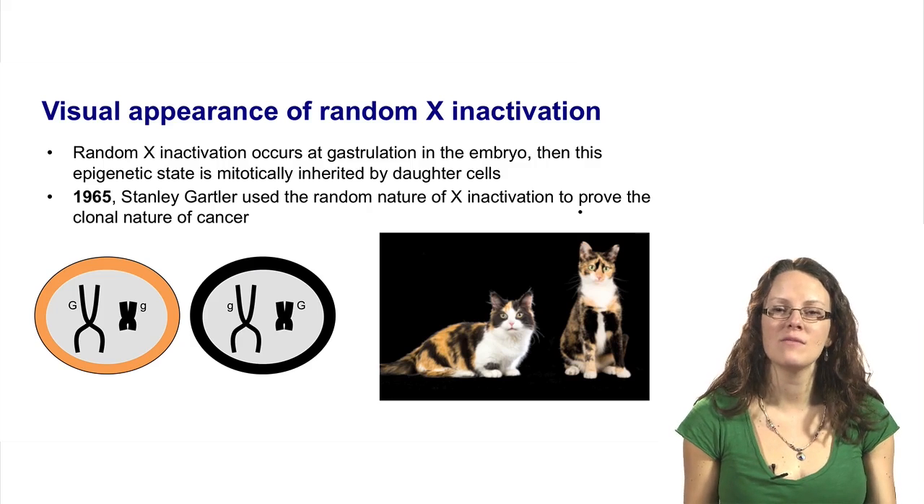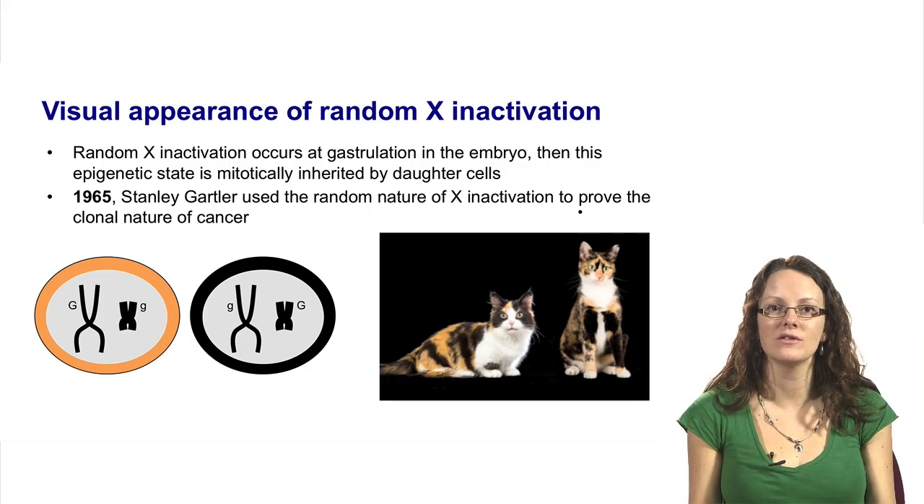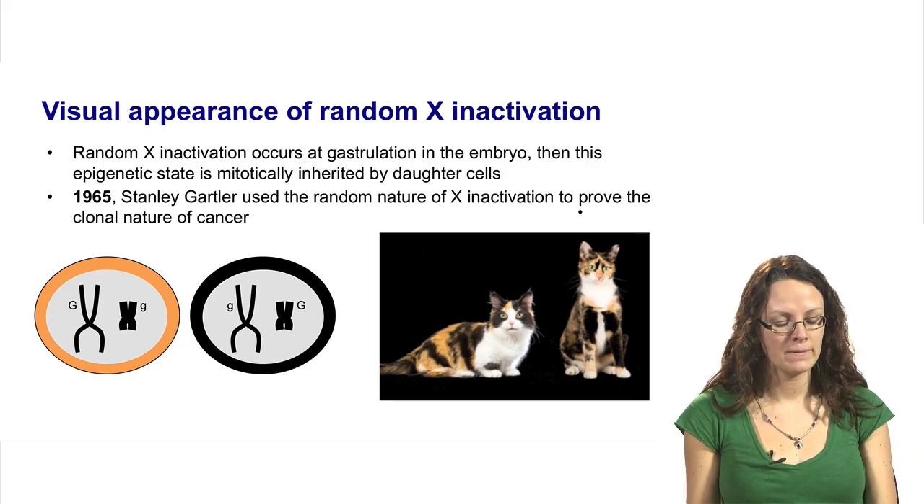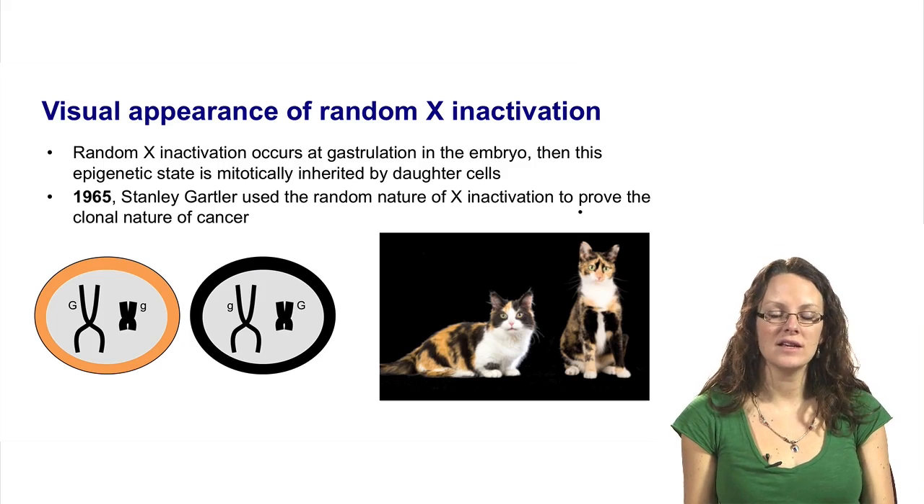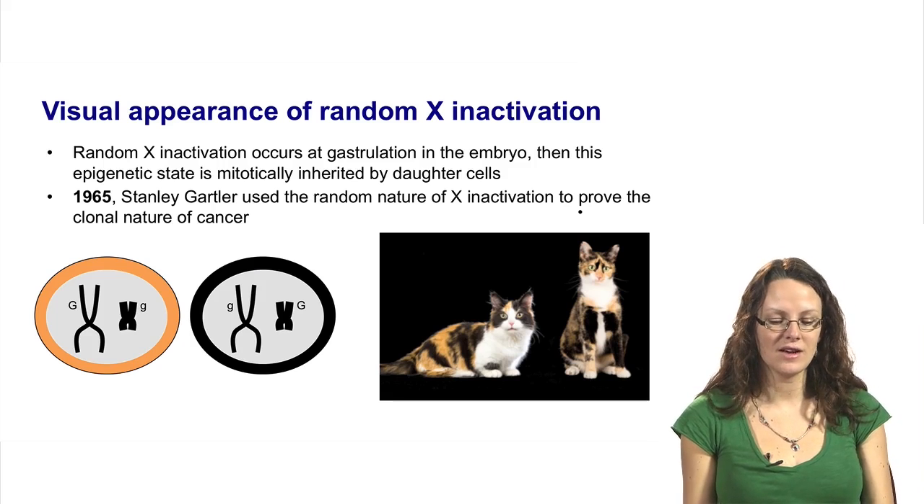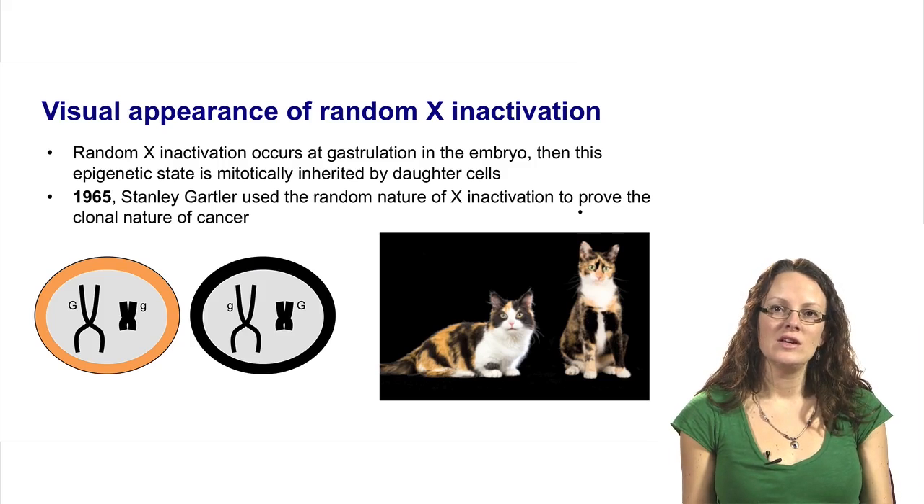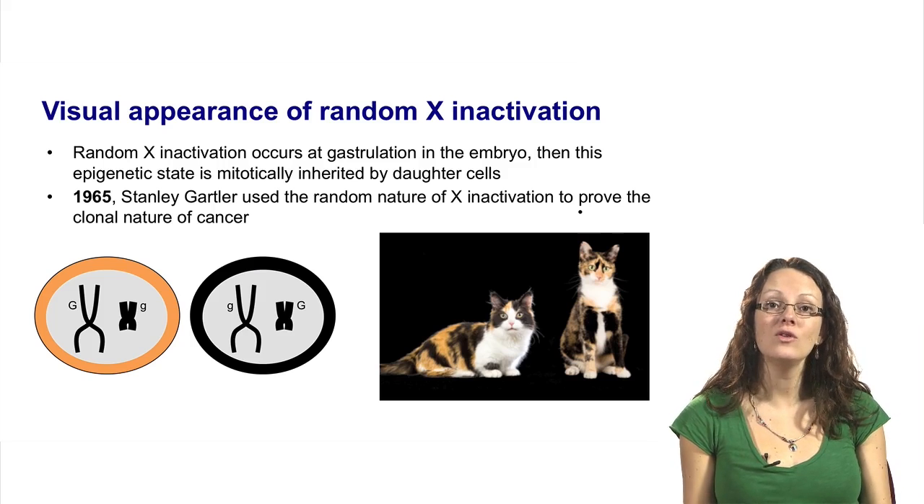It's also interesting to think, remember I mentioned the 1966 Olympics, they were already testing for the Barr body to tell whether it was a female or a male athlete. But in 1965, Stanley Gartler also used the presence of the Barr body, or random X inactivation, to prove that cancer was clonal in origin. He found that if you looked at which X chromosome was inactivated, all of the cancer had the same X chromosome inactivated in females.